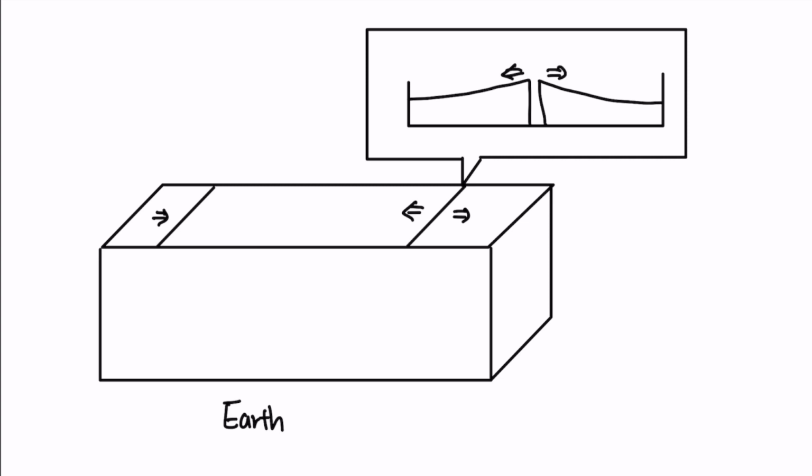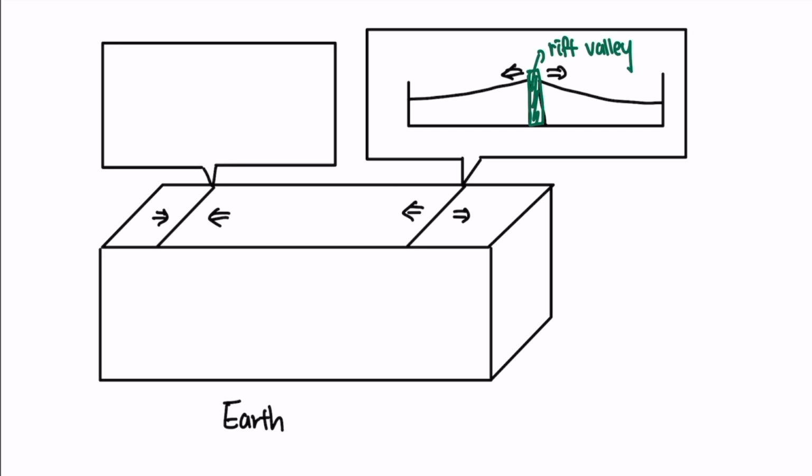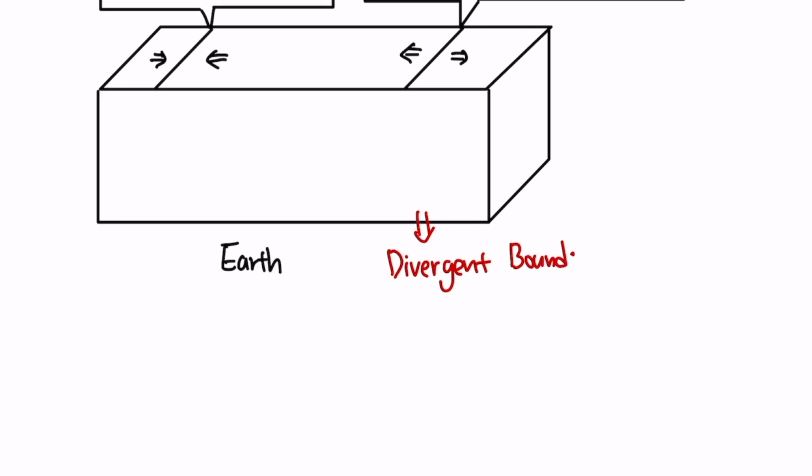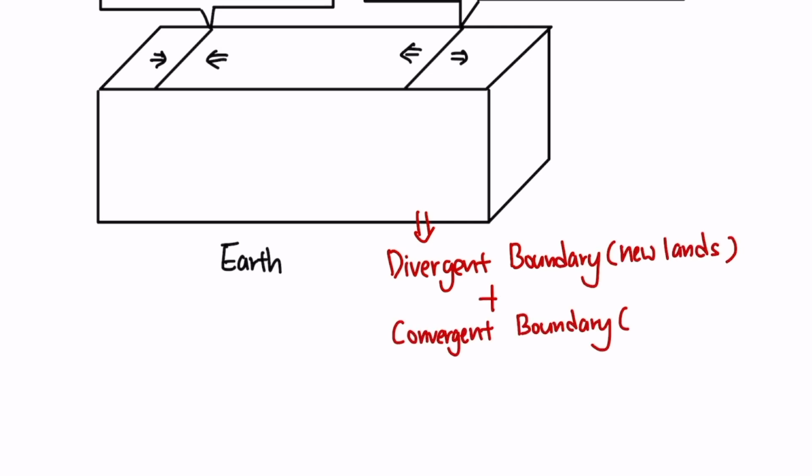However, to balance the Earth, the convergent boundary will also appear at the same time when the divergent boundary occurs. So when the convergent boundary appears, one of the plates, which is the denser plate, will sink under the other plate. Therefore, while land is created, some land will be destroyed so that the Earth can be balanced.